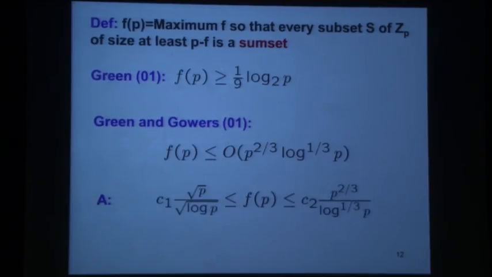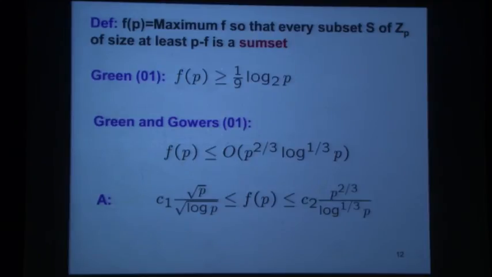I should say, by the way, that in all the 3 examples that I'll talk about, we still don't really understand what's going on. So I'll mention at the end, this will be after you leave, I'll mention what is left. But one problem, so here, this f(p) indeed behaves like a power. So it's at least square root p over square root log p up to constant, and at most p to the 2/3 over some log to the 1/3 p.